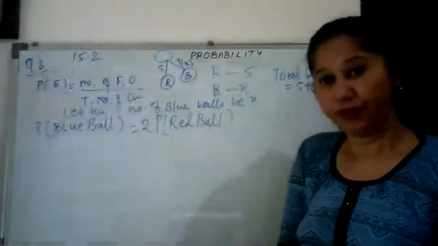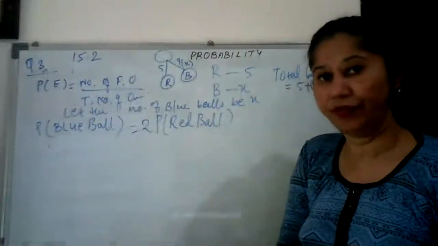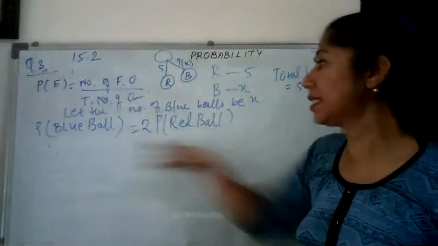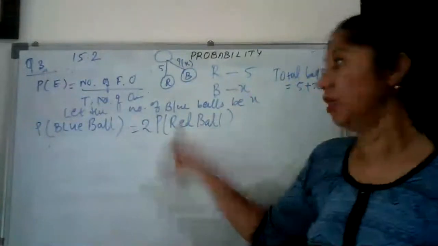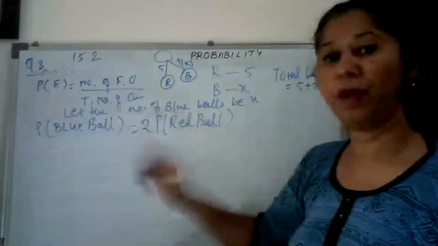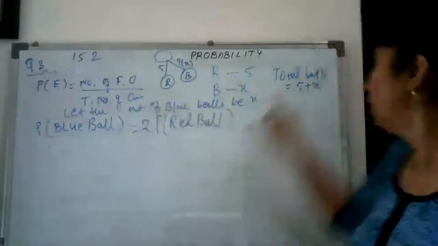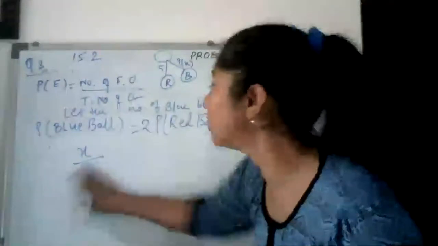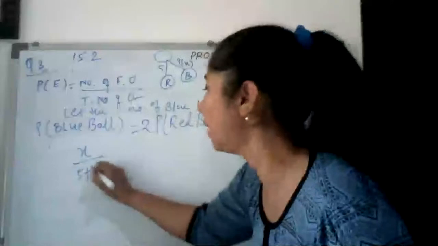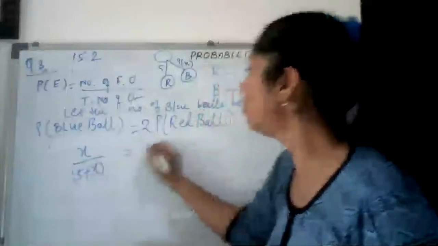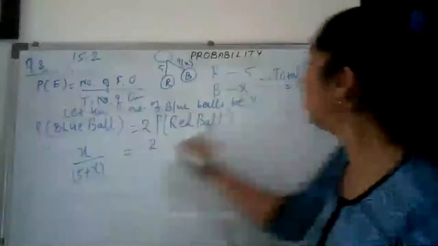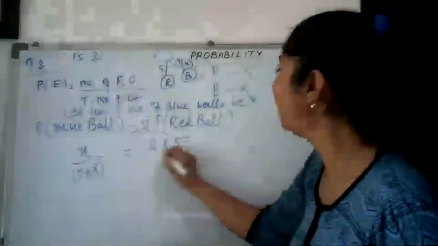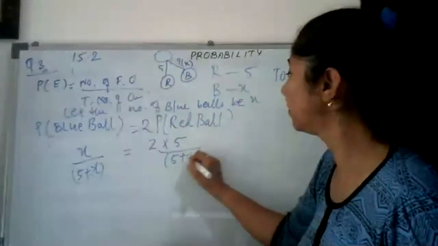So, how many blue balls are there? We have to find it out. Very simple. Look at this. We are going to use maximum of this. What is the probability of blue ball? तो आप कहोगे favorable upon total. तो कितने blue balls हैं? X upon total. X plus 5 या आप जैसे 5 plus X. It's all the same, you know that. Okay, which is equal to 2 times red ball, 5 upon X plus 5.